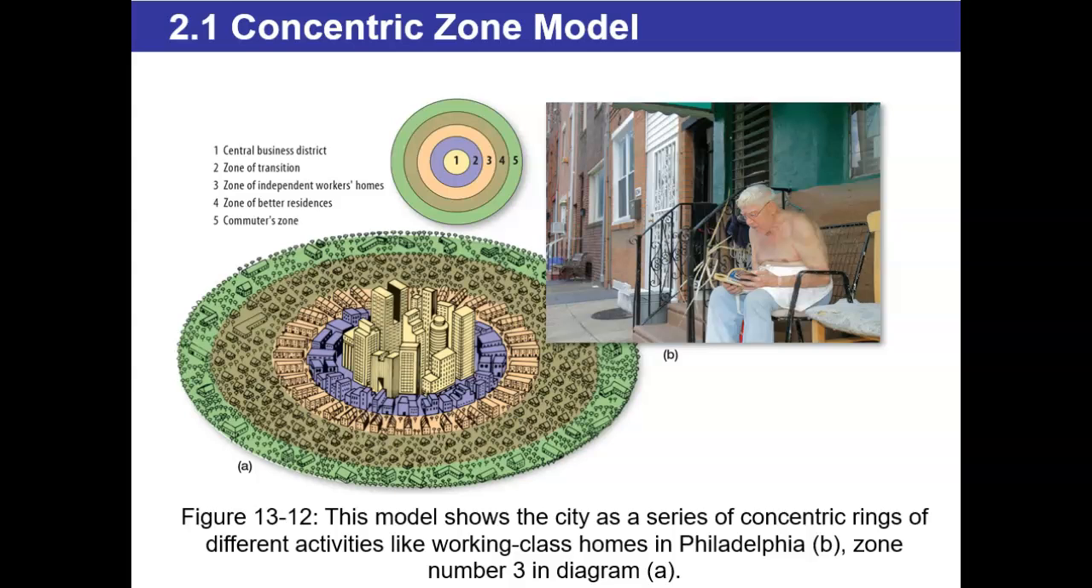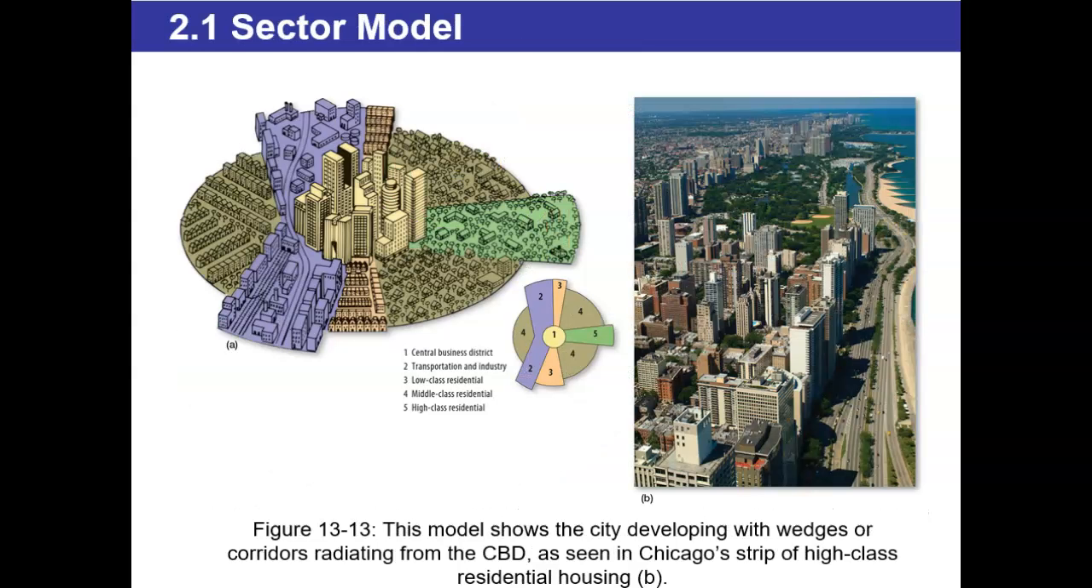The first one is the concentric zone model, and it was created in 1923 by sociologist E.W. Burgess. According to this model, a city grows in a series of rings that surround the central business district. The second model was the sector model that was developed in 1939 by an economist known as Homer Hoyt. In this model, a city develops in a series of sectors. Sometimes the sectors can be referred to as wedges or corridors, but they all still surround the central business district.